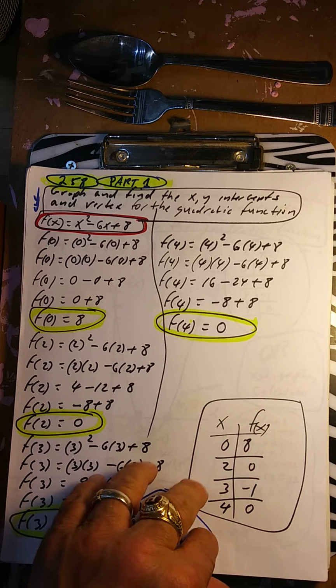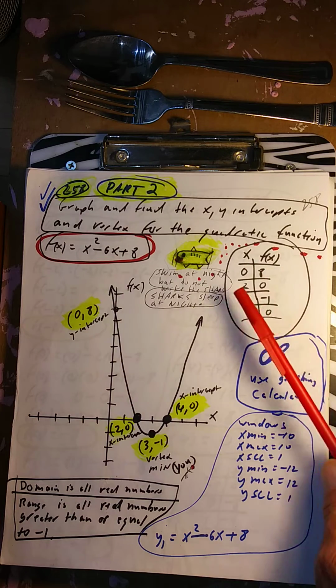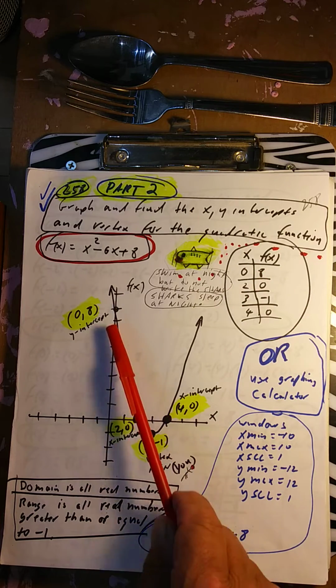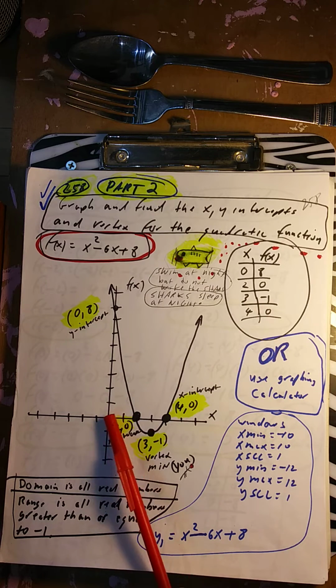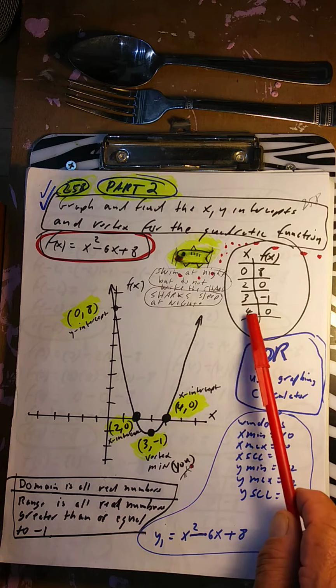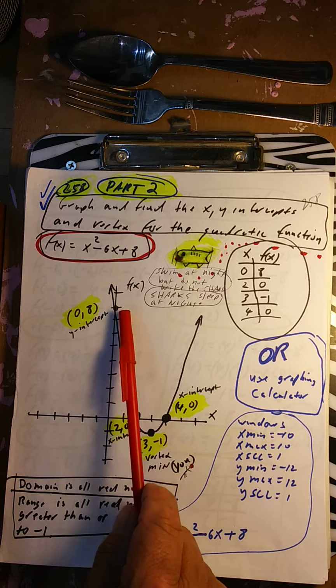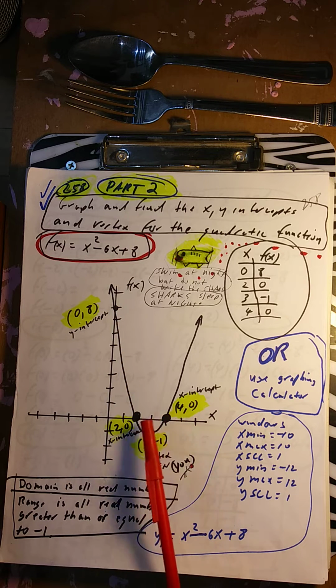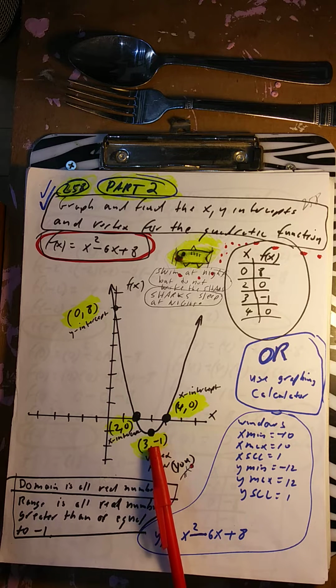So can we graph it? I say yes. So graph and find the x and y intercept and vertex. Yep, we got it. Got our table. Put the numbers in: 0 and 8, 2 and 0, and we have 3 and -1 right here, and then 4 and 0. So x-intercepts, the y-intercept's right here. See it? X-intercepts right here, and then y-intercept right there. And the vertex is right here, 3 and -1. That's the vertex.